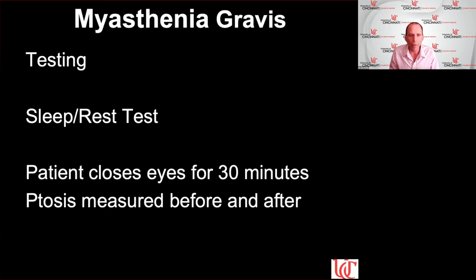And then there is testing. We've talked about the ICE test already. If you don't have ICE, and they have ptosis, you can do a sleep test, also called a rest test. They don't have to go to sleep. If the patient closes their eye, just put them in the waiting room. Don't open your eyes till I tell you. And then after 30 minutes, you say, okay, open your eyes, blink once and look straight ahead. And you can take a photo with your phone these days or measure the ptosis before and after.